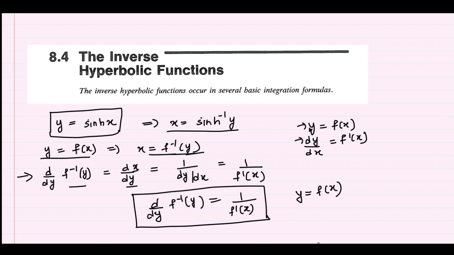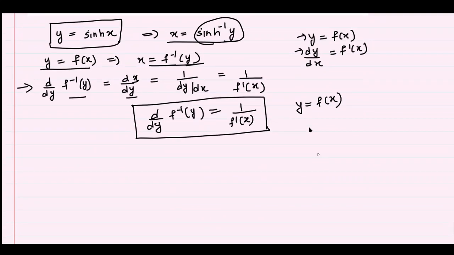Okay, so using this we will see how to find the derivative of the inverse hyperbolic function sinh inverse of y. So we have for f inverse of y, its derivative with respect to y is 1 by f dash of x. So instead of f inverse of y, suppose we want to find the derivative of sinh inverse of y. So here the function is sinh. Okay. So we are finding the inverse hyperbolic function and its derivative. So according to the formula, it is 1 by the derivative of f of x.